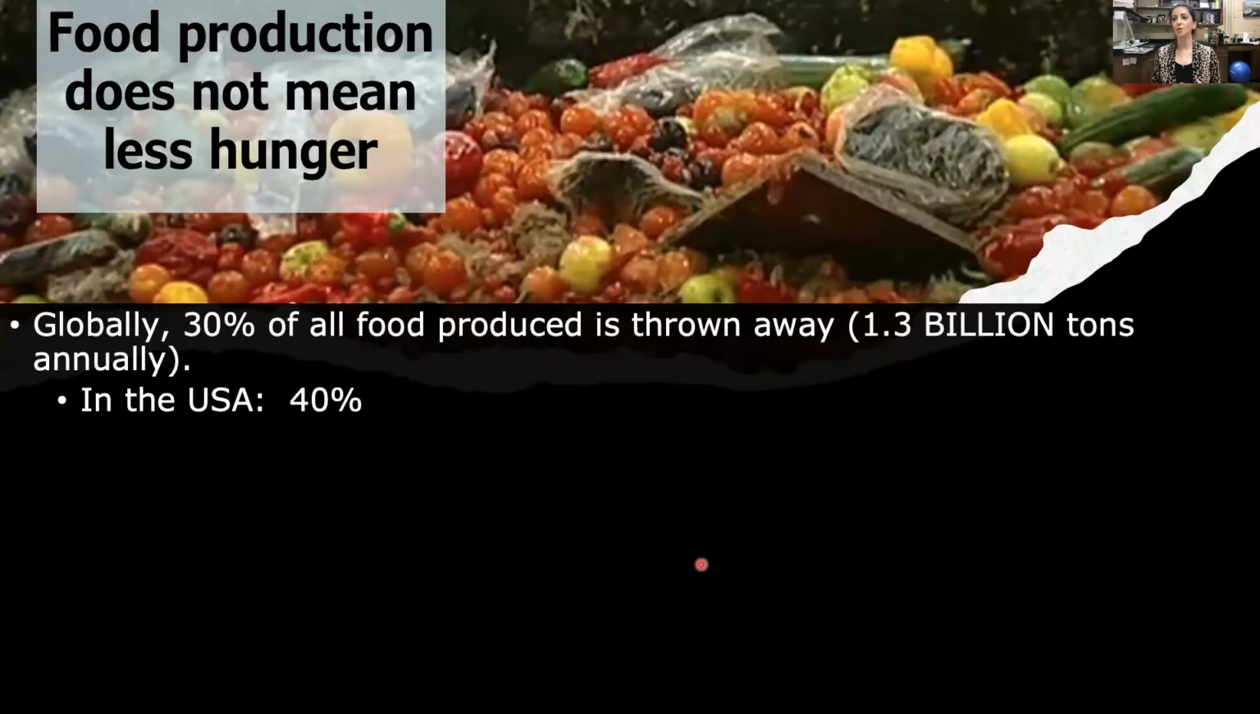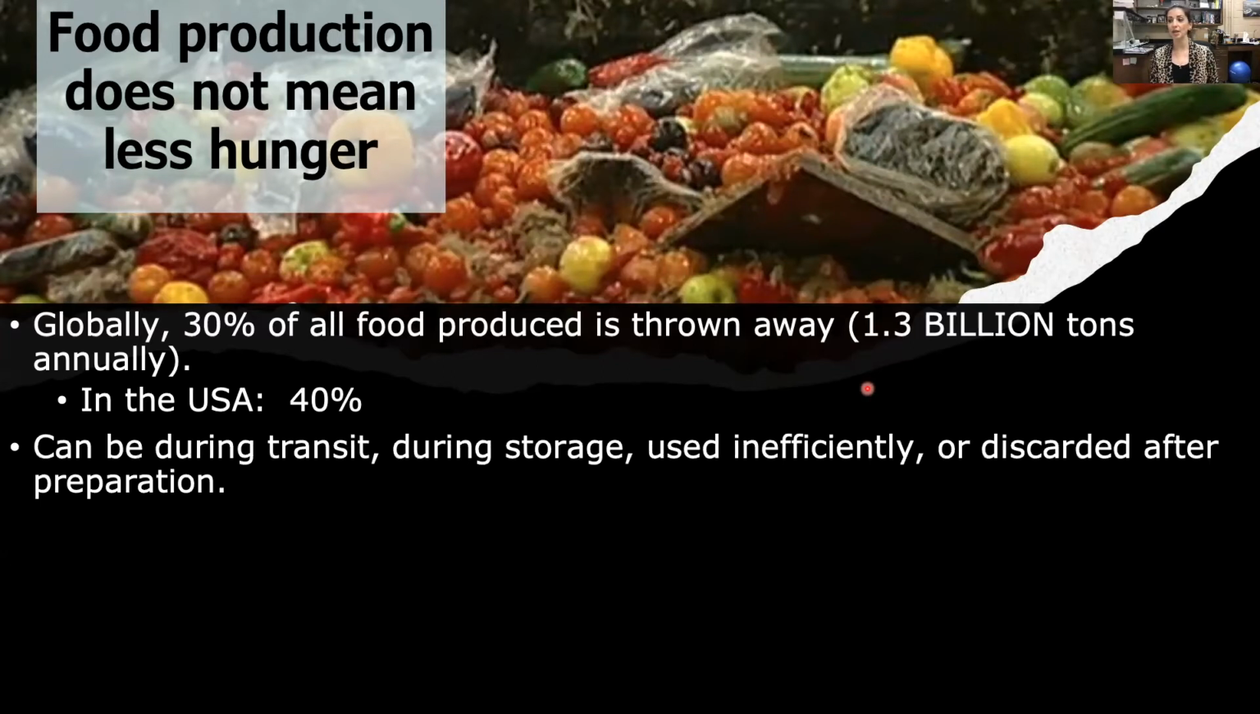Let's talk about food production. Globally, about 30% of all food that is produced is actually thrown away. In the United States, that percentage is even higher at 40%. That translates to over 1.3 billion tons of food that is thrown away. It's damaged in some way, either during transit or during storage. It can be used inefficiently or discarded after it's prepared.